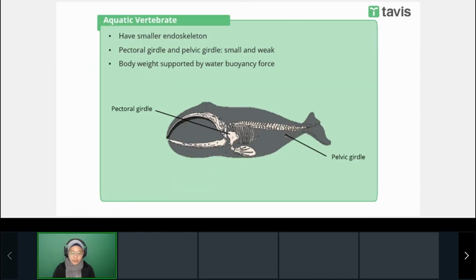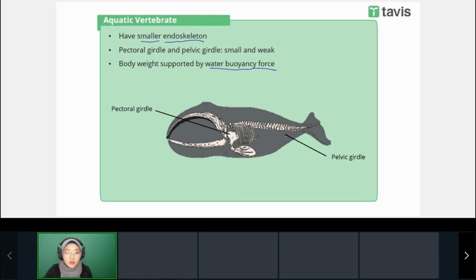Let's move to the aquatic vertebrates such as the whale. Teacher, the whale is very huge. The whale is huge, but how about the skeleton? For the whale, it's slightly different. It has a smaller endoskeleton compared to the elephant. The elephant has a large endoskeleton to support its body weight. But why does the whale have a small endoskeleton? Because the body weight of the whale is supported by the buoyancy force of the water.